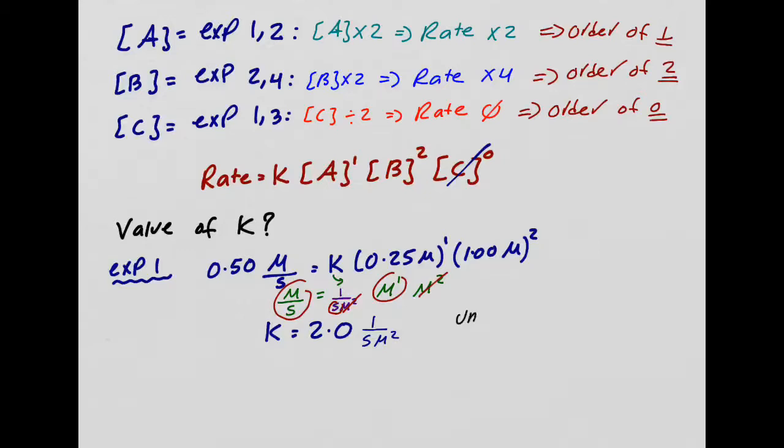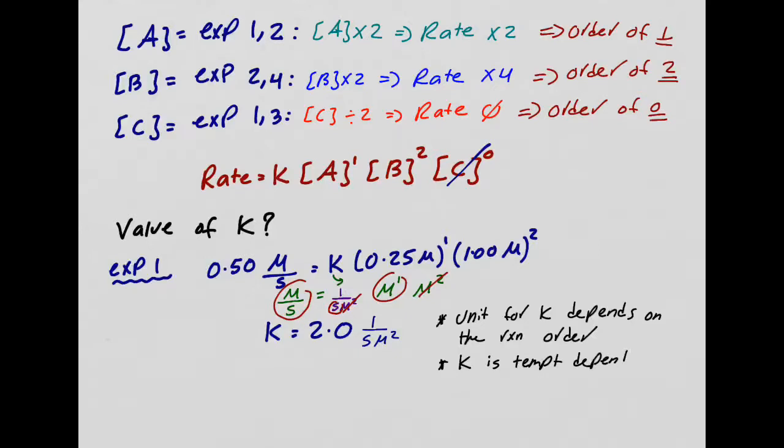I'm actually going to write it down. The unit for K depends on the reaction order, because we have to cancel those out. Now, I also want to mention one more thing we've talked about. I don't want you to forget that. So K is constant, but K is temperature dependent. So if I change the temperature, I'm going to have a different K. And we know when we increase the temperature, the rate is going to go up. So far so good? All right, beautiful.